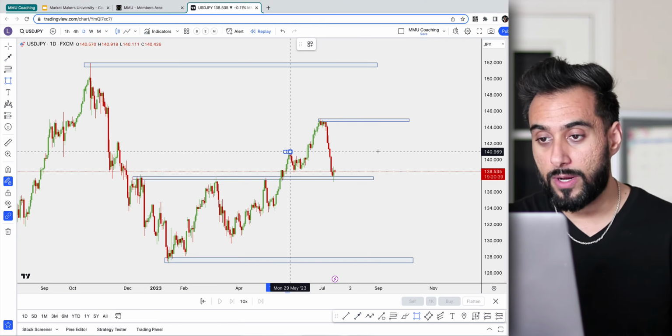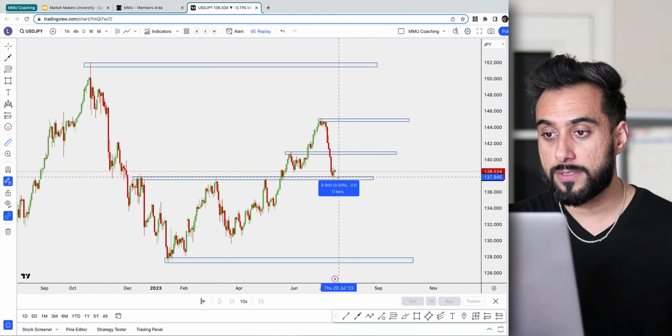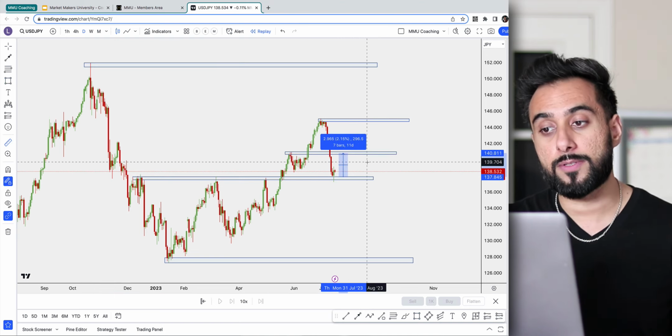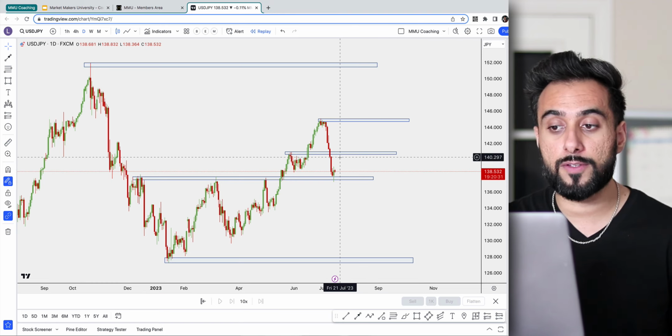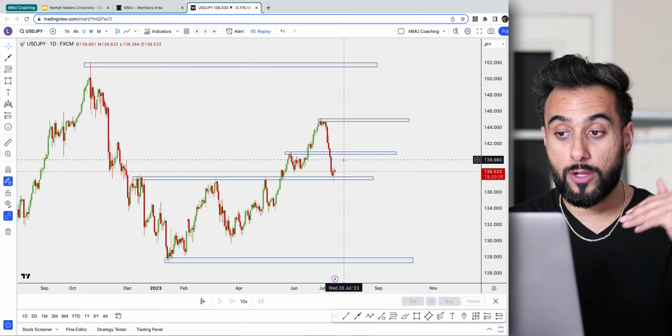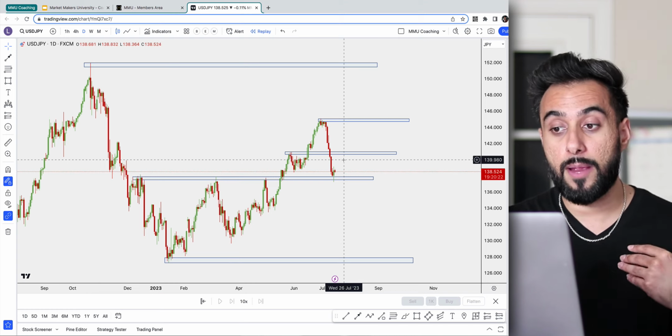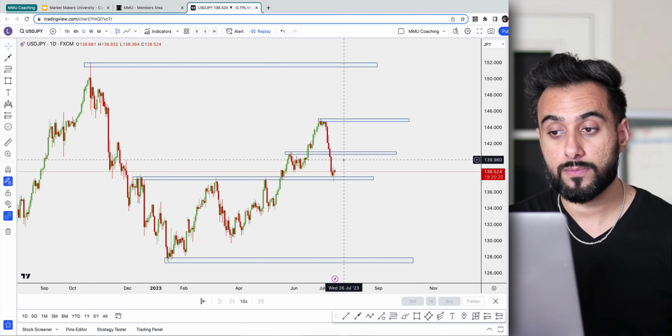For example, this is a zone right over here. Let's measure the number of pips. It's around 300 pips, so this is very good. This is a good enough zone for me to enter a trade. That's the first thing I look for. I want to make sure that there's enough wiggle room, so that if I do enter the trade, it's going to at least give me a proper risk to reward ratio.